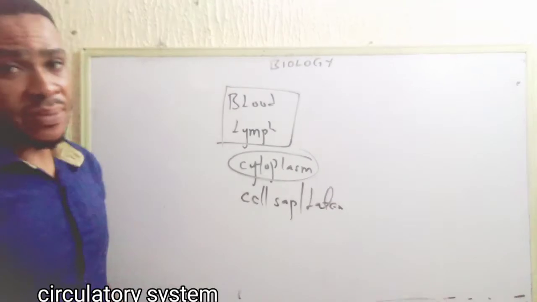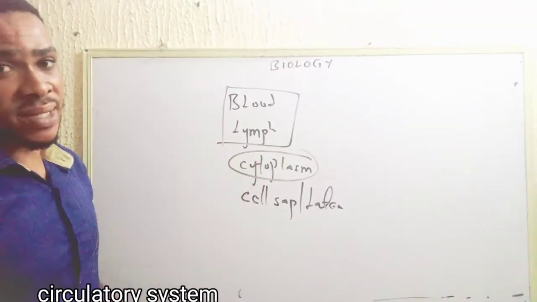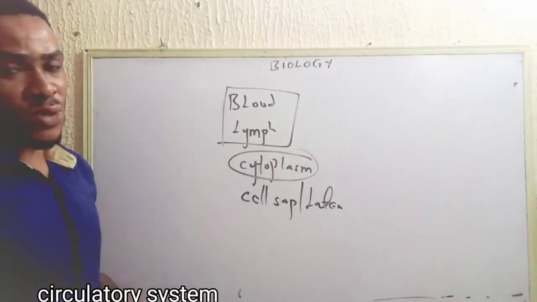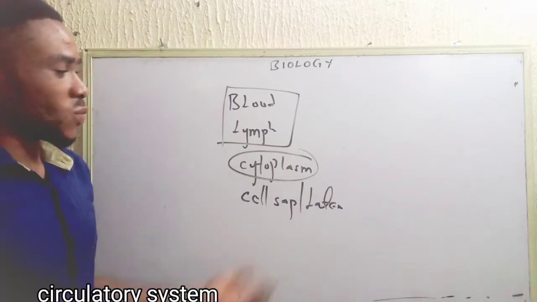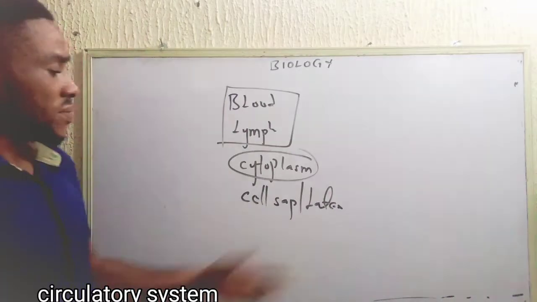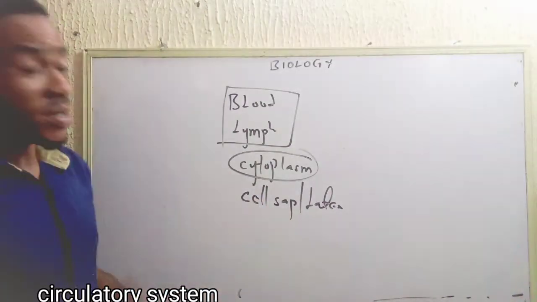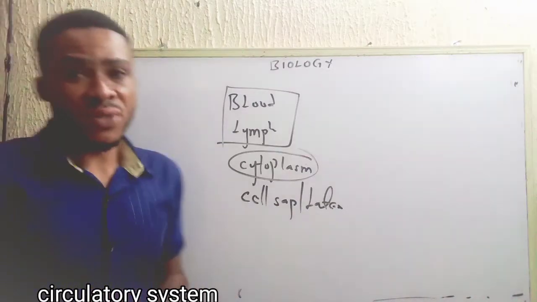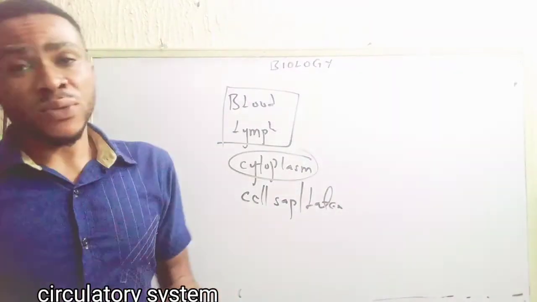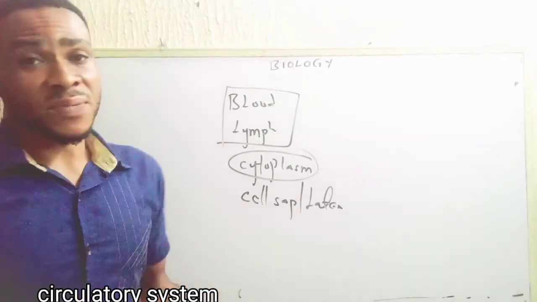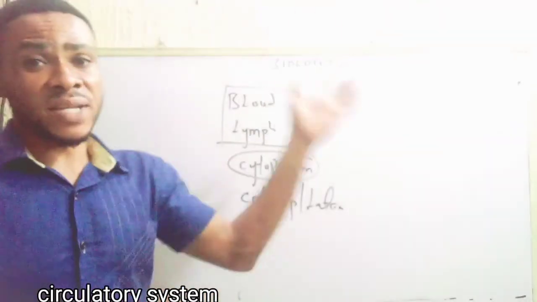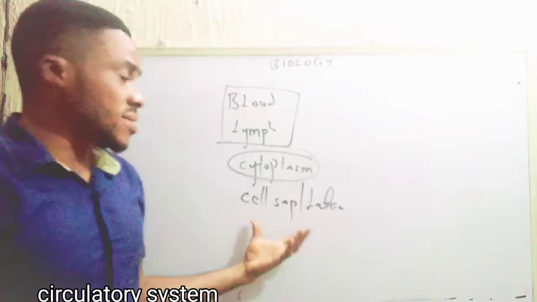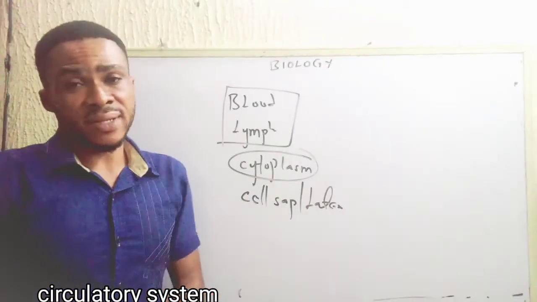Examples are the amoeba, the chlamydomonas, the euglena. All the microscopic organisms use cytoplasm. While the cell sap is used by plants, majorly the trees, because a simple plant can actually deal with only diffusion and osmosis for the transportation of materials. But once the plant becomes complex, it needs a transport medium for that.